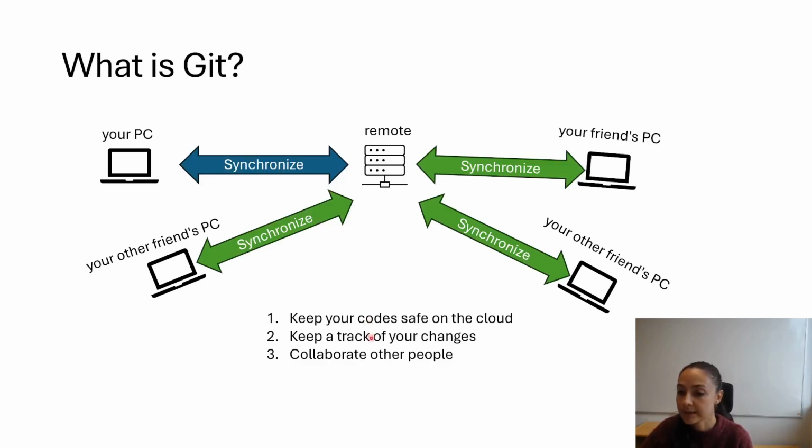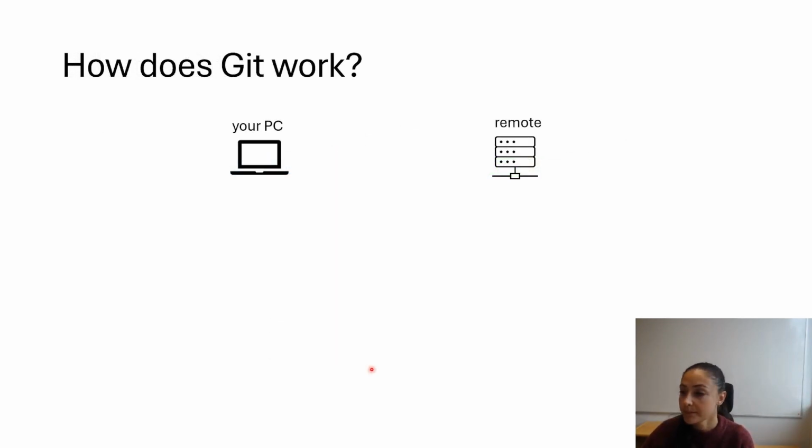So those three things are the main reasons why you might want to use Git: safety, keeping track of your changes, and collaboration. But how does Git work? I put the synchronize arrow in the prior slides, but it is not actually how it happens. It is a little bit different there.